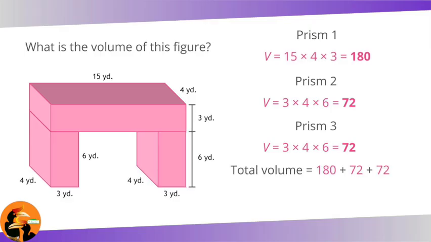Since we have all 3 volumes, we can add them together to get the total. 180 plus 72 plus 72 equals 324. So the volume of this compound figure is 324 cubic yards.